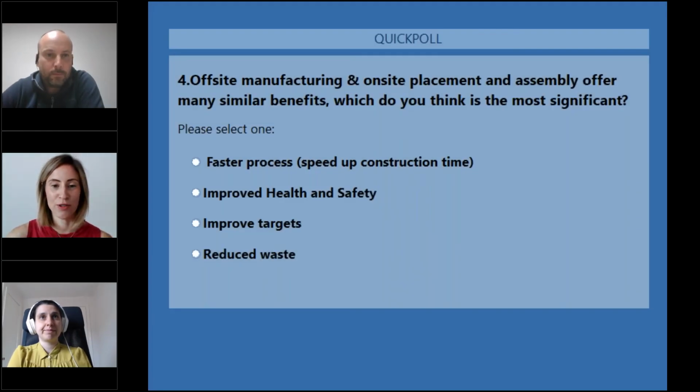Off-site manufacturing and on-site placement and assembly offer many benefits. Which do you think are the most significant? Faster process, so speeding up the construction time, improved health and safety, improving on targets, and reduced waste.